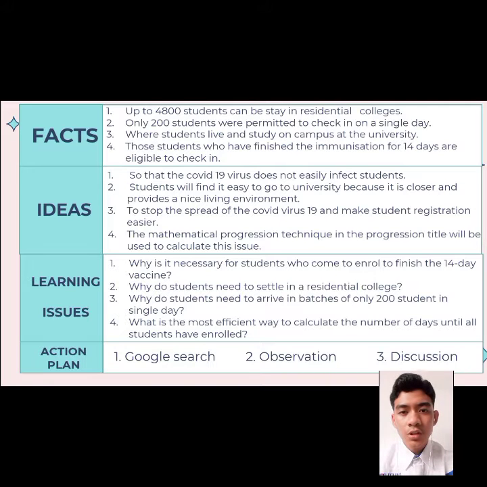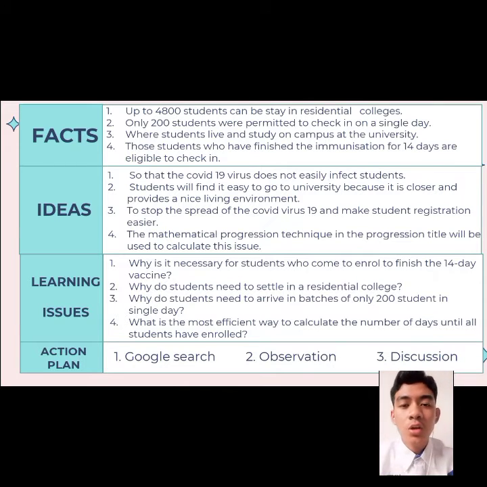There are 4 facts in our arithmetic progression Fila table. Number 1, up to 4,800 students can stay in the residential college. Number 2, only 200 students were permitted to check in on a single day. Number 3, students live and study on campus at the university. Number 4, those students who have finished the immunization for 14 days are eligible to check in.